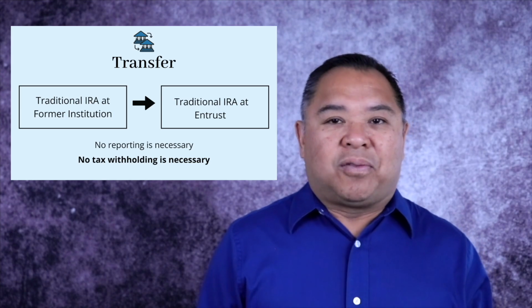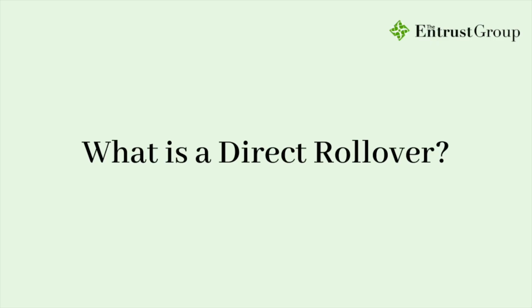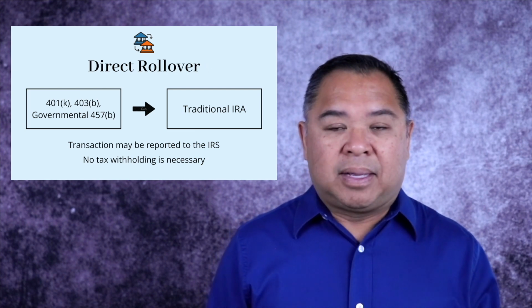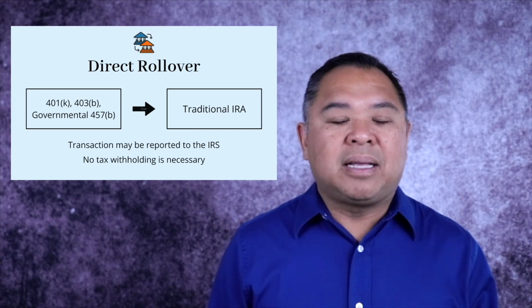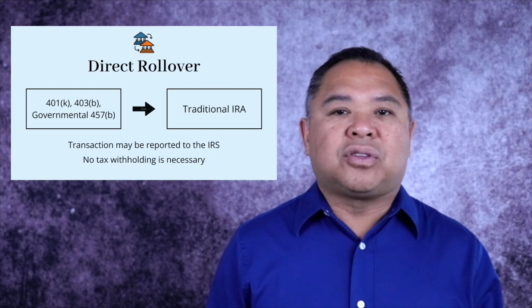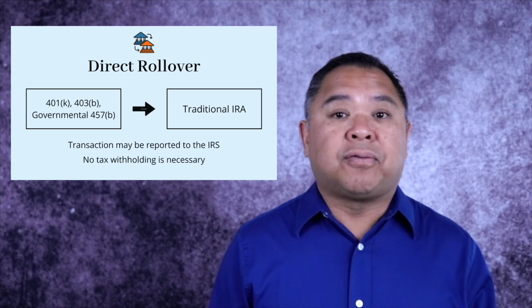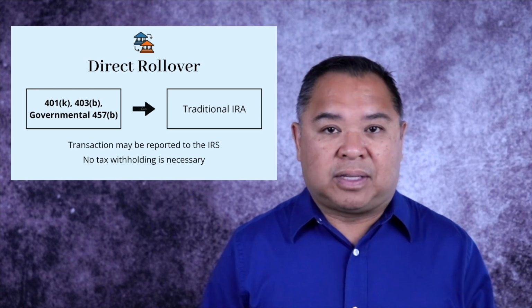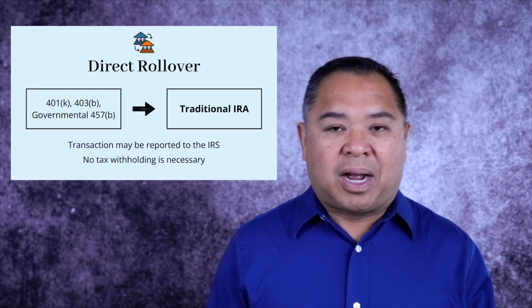Now let's talk about rollovers. The first type of rollover is what we call a direct rollover. This particular transaction mainly is talking about moving assets from an employer-sponsored plan, such as your 401k plan, your 403b plan, or governmental 457b plan, to your IRA.